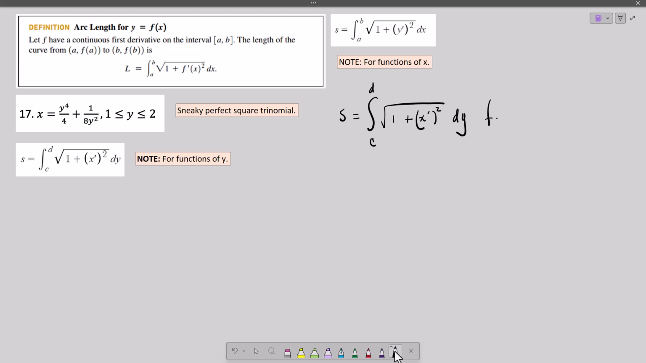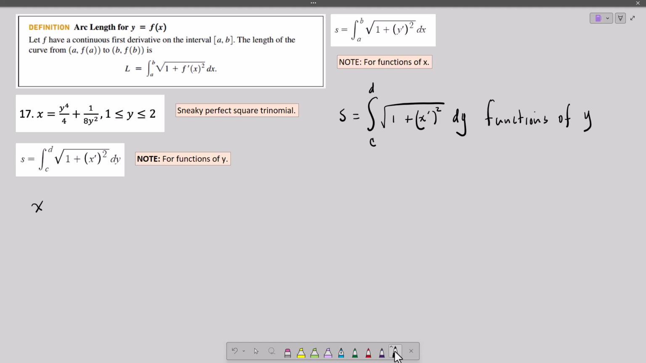So this is for functions of y instead of functions of x. Yeah. Change that because we already just did that example. So now we're going to do this example where we have a function of y instead of a function of x. We still take the derivative, square it, and add 1. We still have to do that process. That's not going to change.